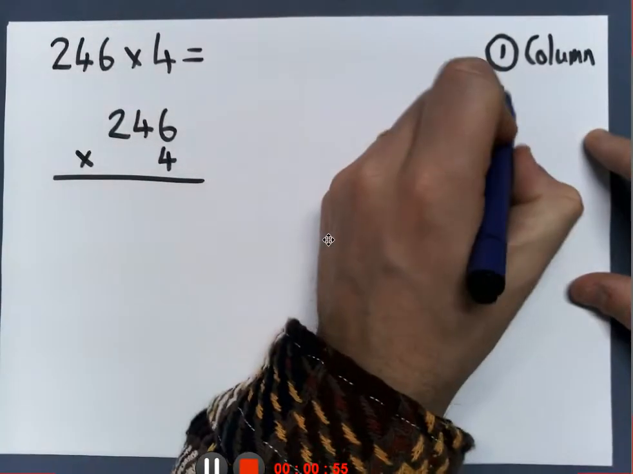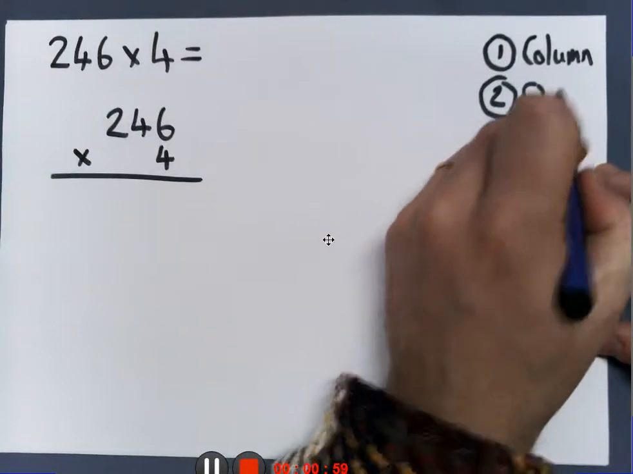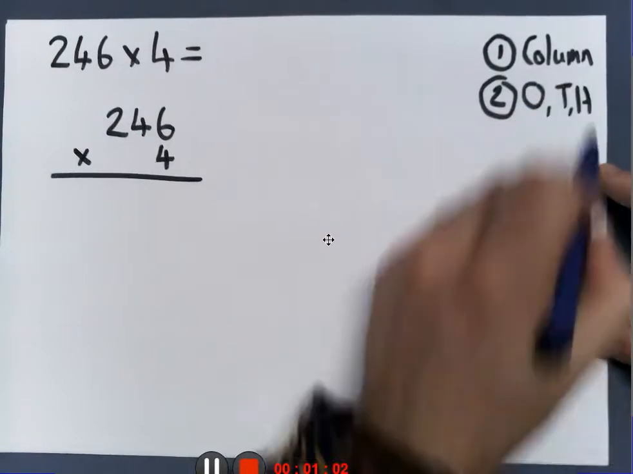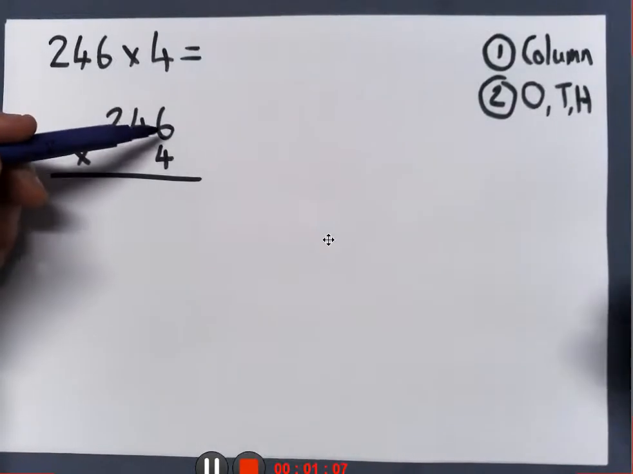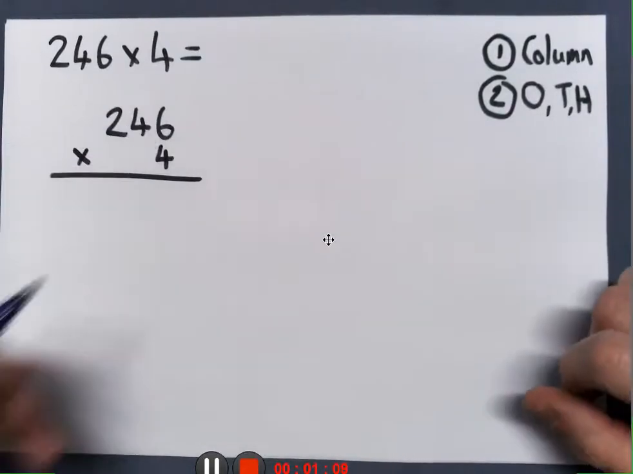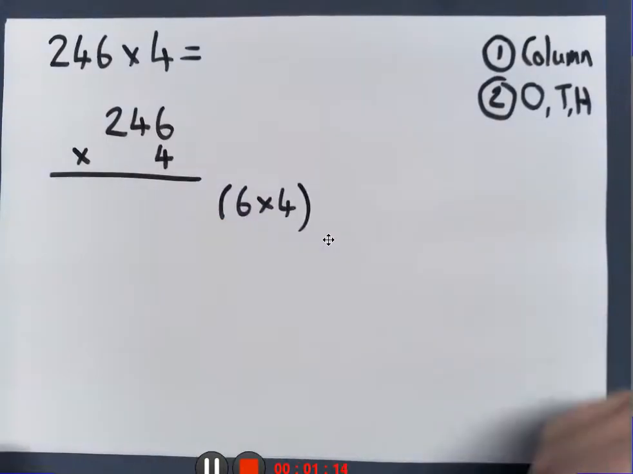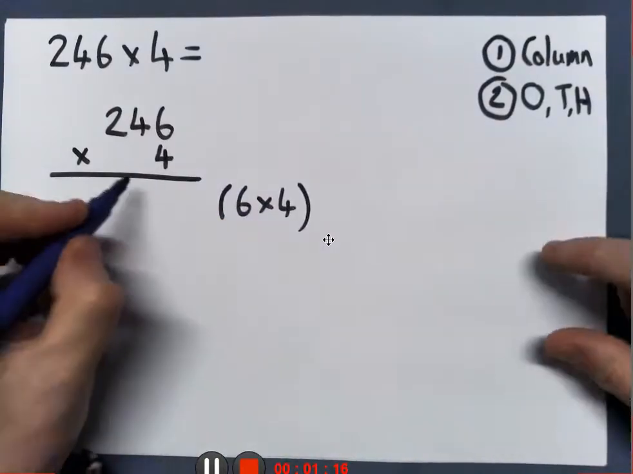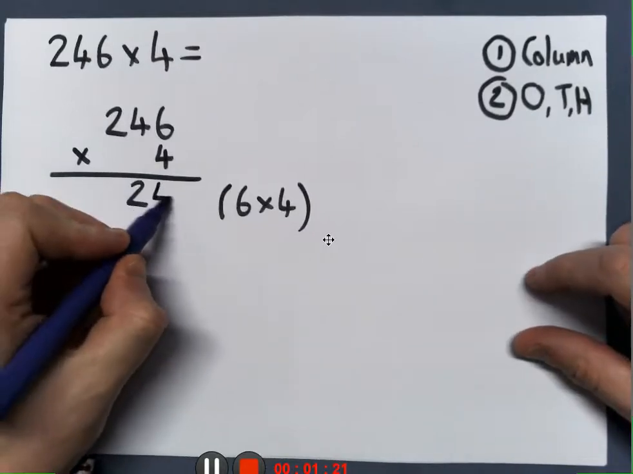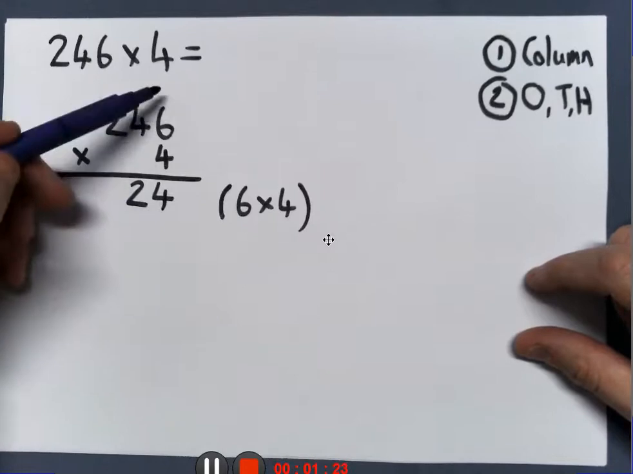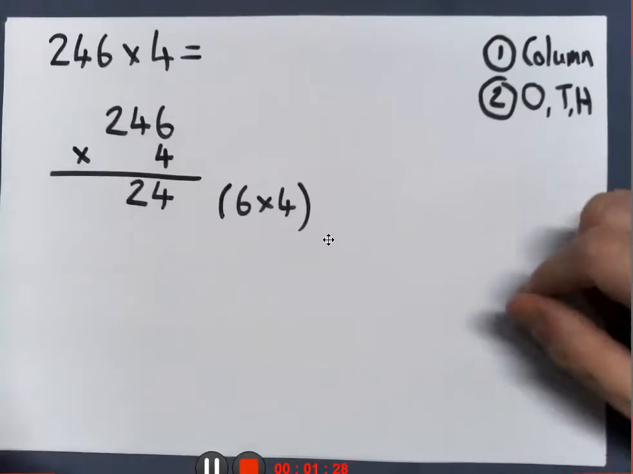Right, and then step 2 is we need to do the ones, the tens and the hundreds down the side. So 246, we're just going to look at the 6 times 4. So 6 times 4, I'm going to write it in brackets here, and 6 times 4, 6, 12, 18, 24. Now the key part here, I'm going to make sure the 2's are in the tens column and the 4's are in the ones column. So you can see they're lined up perfectly, so the value of each digit is still respected.